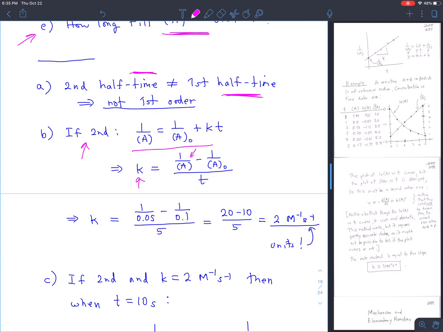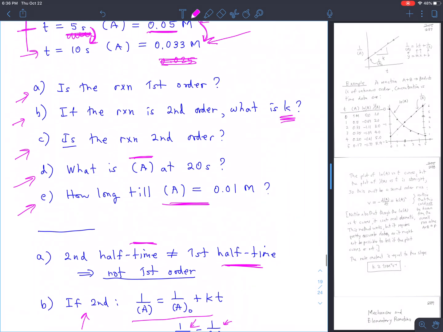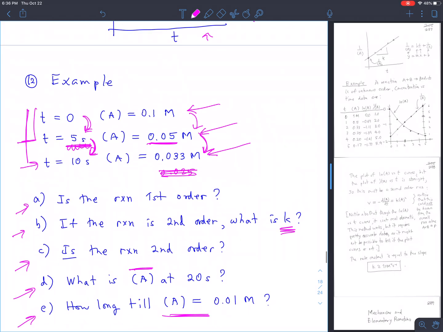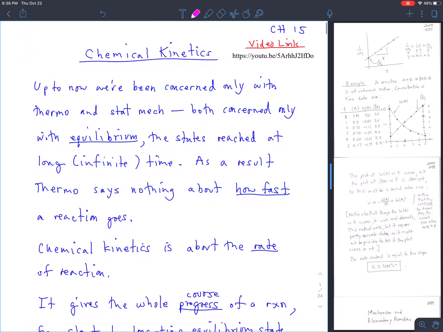It's 1 over A minus 1 over A0 divided by the time. Plugging in, I get 0.05 minus 0.1 divided by 5 seconds. I'm only using part of the data, right? I'm just using these first 2 points. I could use these second 2 points, or I could even use the first and third point. I'd get the same answer all 3 ways, at least an equivalent answer.